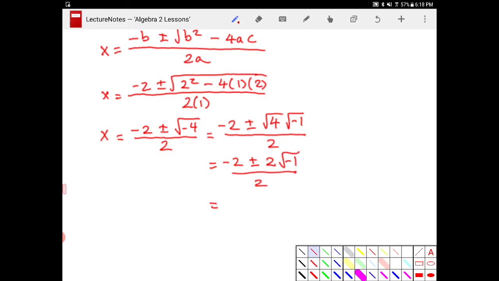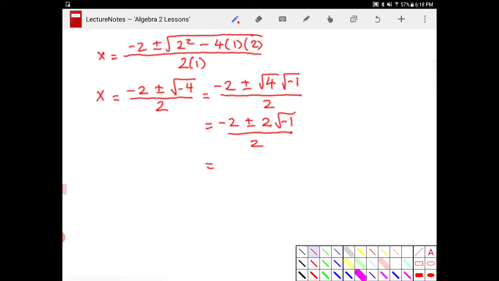And what will that reduce to? Well, the 2's will divide evenly into both parts of the numerator there. I'm left with negative 1 plus or minus square root of negative 1. So to make things even simpler for everyone, this is the widely accepted value for square root of negative 1. We call that i. i is an imaginary number. So this i represents square root of negative 1.